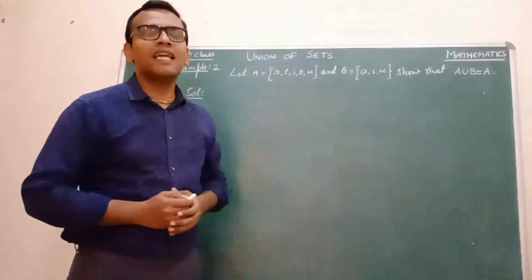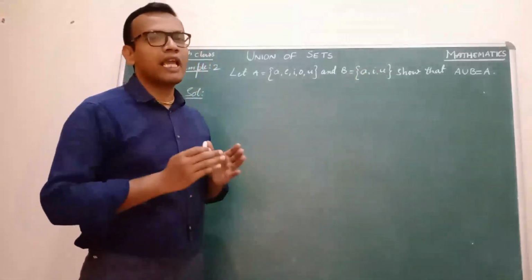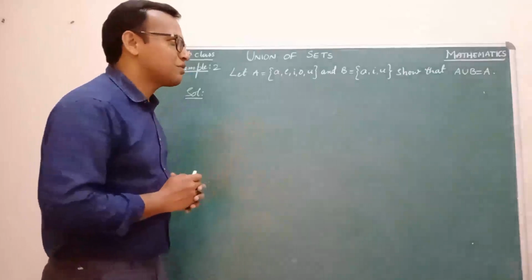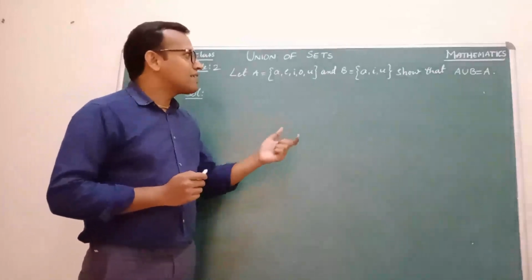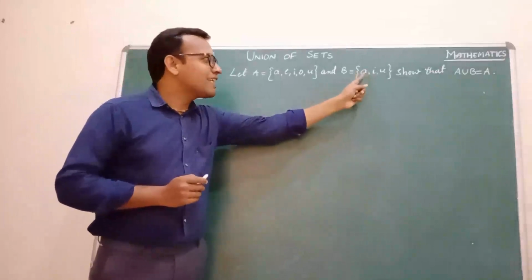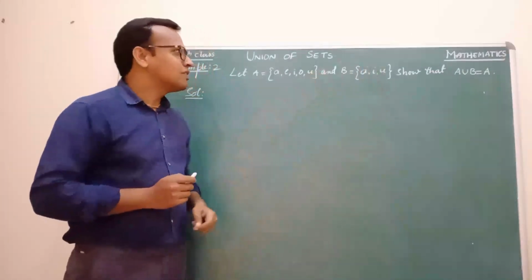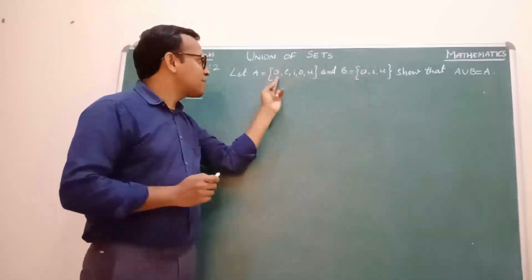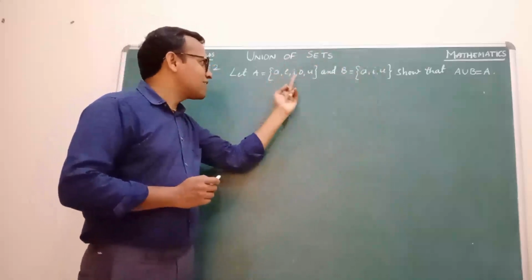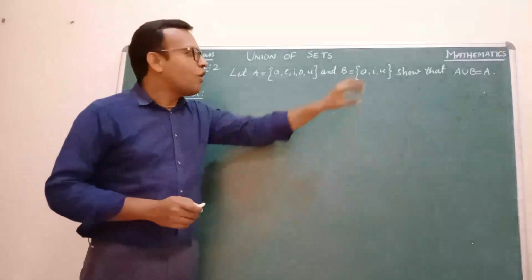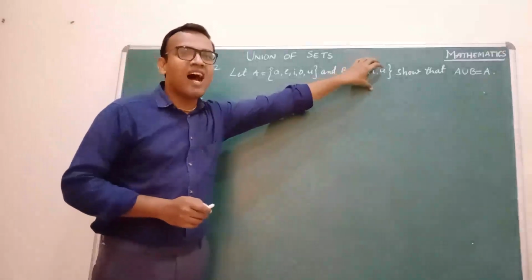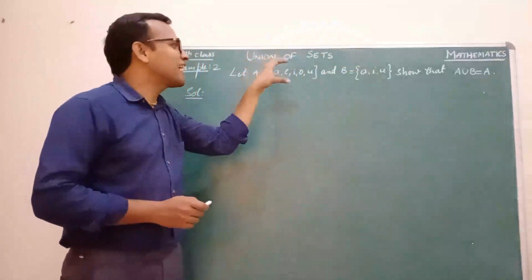Show that A union B is equal to A. This we need to show. But before doing that, let's see what elements are present in set B. Let us see: A, I and U. And see here, A is present in A, I is also present in set A, U is also present in set A. That means all the elements of B are also the elements of A.